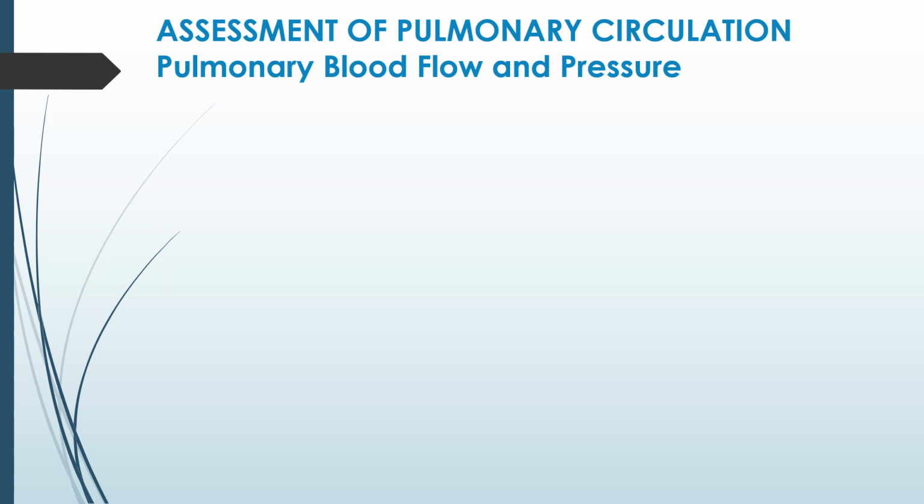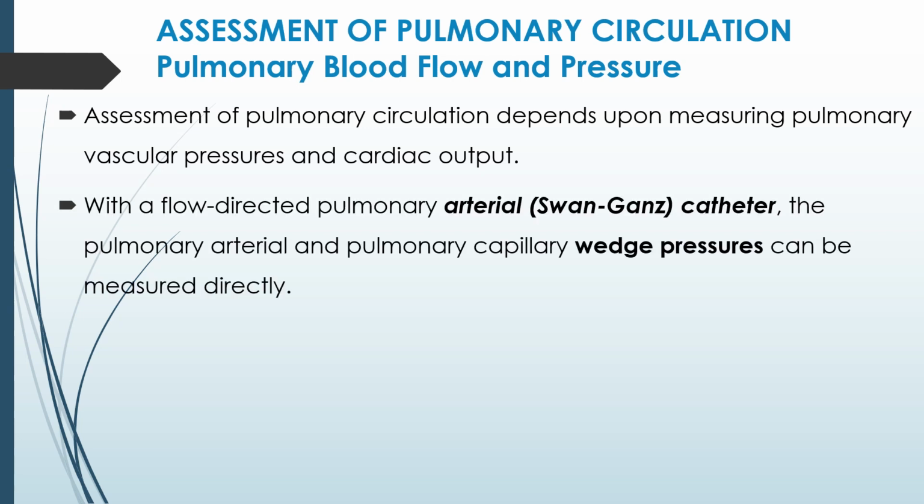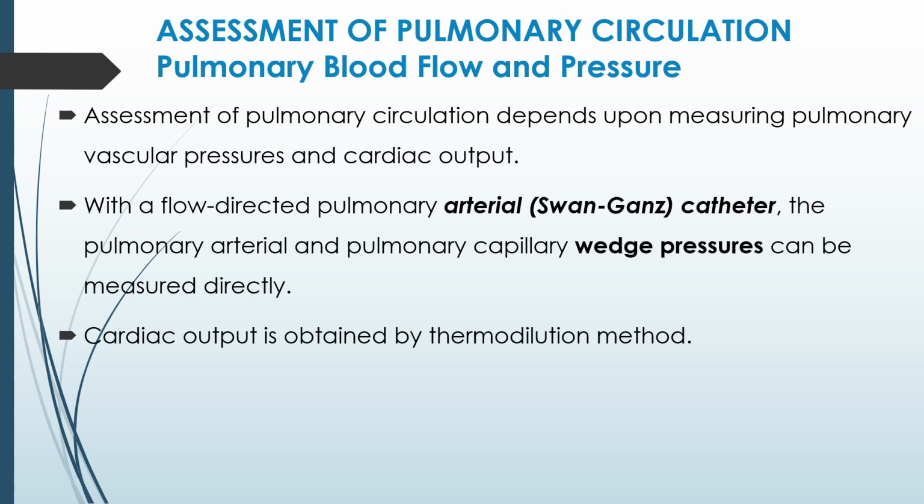Pulmonary blood flow and pressure. This is the assessment of the pulmonary circulation. The assessment of pulmonary circulation depends upon measuring the pulmonary vascular pressure and the cardiac output also. With a flow directed pulmonary arterial catheter, the pulmonary artery and the pulmonary capillary wedge pressures can be measured directly. This is a direct method. And cardiac output can be obtained by the thermodilution method.